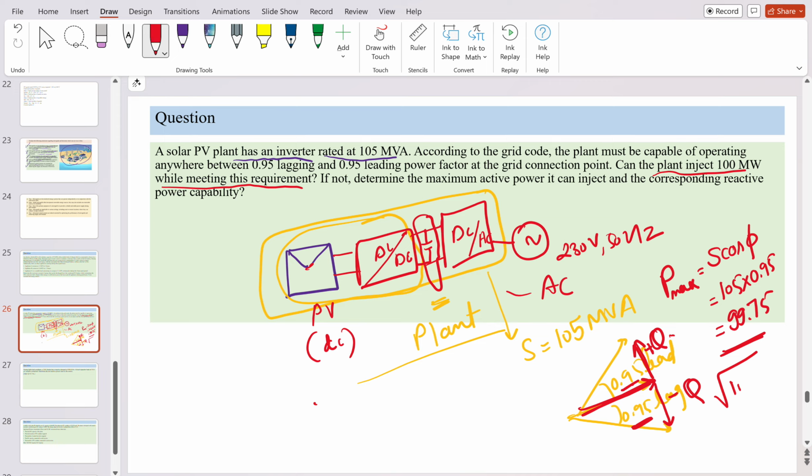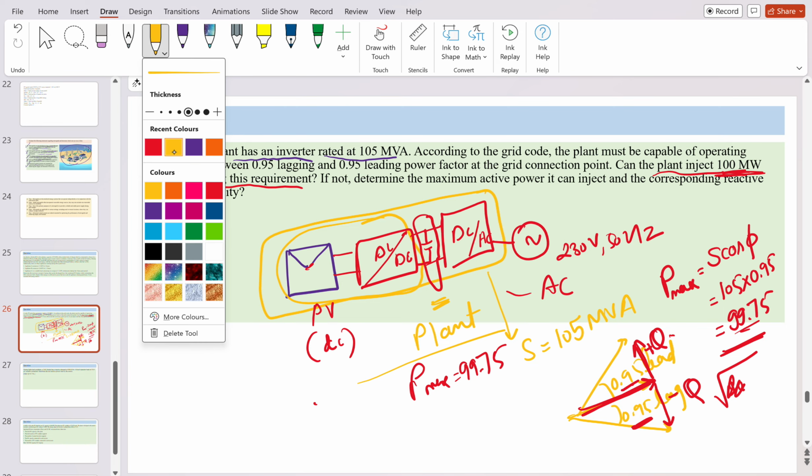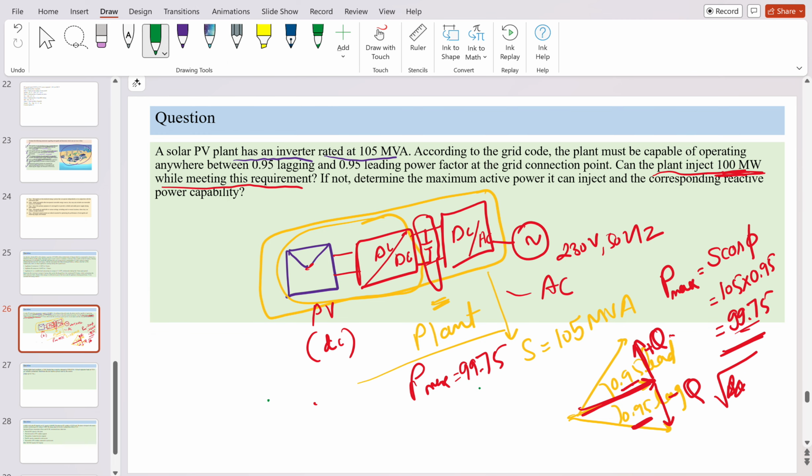You can find this out by calculating the S values. So when you see the power here, the maximum power is given as 99.75. But the requirement here is 100 megawatt. The plant, when you see here, is supplying only 99.75 because the power factor maximum is hit. So that's why this is the power max.